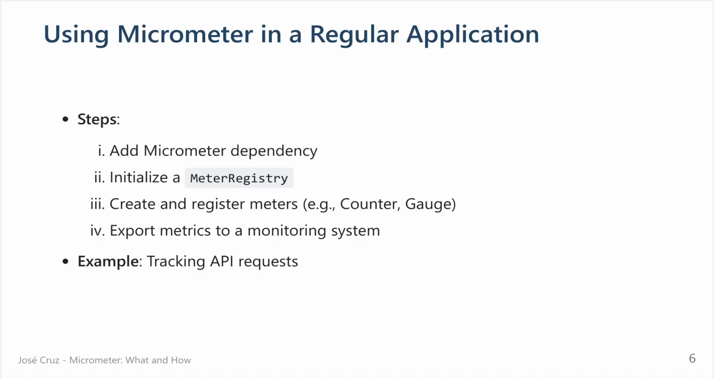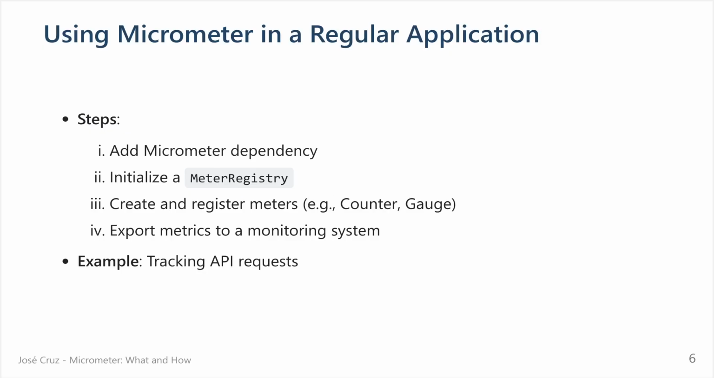So how to use Micrometer in a regular application. First, you add the Micrometer dependency to Maven, and we will see in a moment what it is. You initialize a meter registry because you need to export to a specific place, okay? And then you create and register meters like counter, gauge, and things like that. And then you export metrics to a monitoring system. For example, you want to track API requests, okay? And you probably want to use a counter in the meter registry.